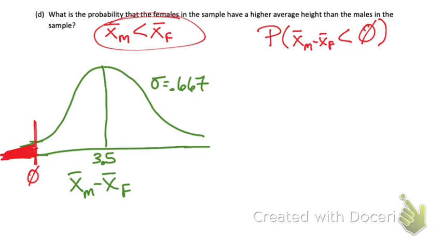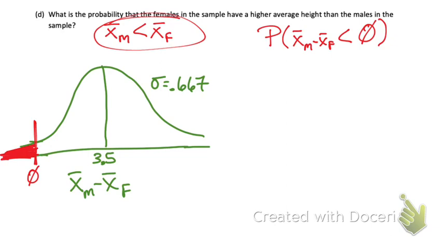It's because I'm looking to see that the female average is higher than the male average. And so when I subtract this over here, that means that x bar m minus x bar f is less than 0. So that's how I knew that it was less than 0.